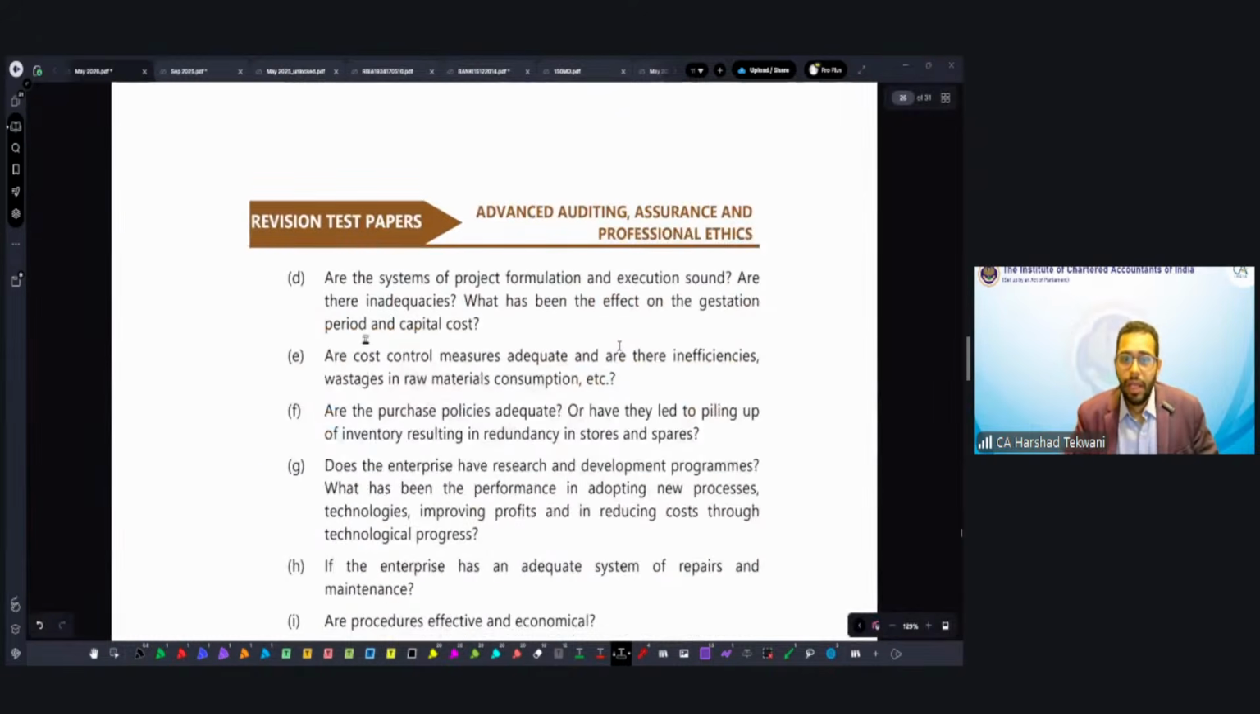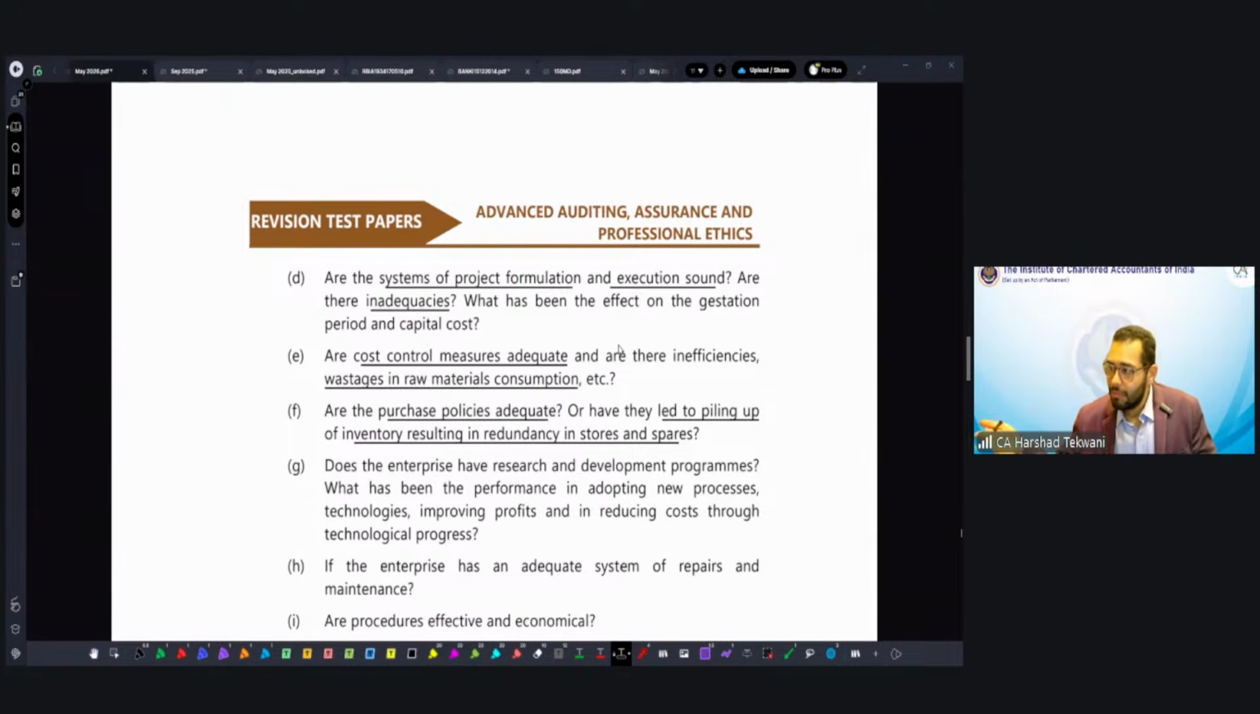Okay, then are the systems of project formulation and execution sound? That means, is there a sound practice? Okay, is there any adequacy? Because we are talking about weak internal controls. Are cost measures adequate? Because we are talking about cost overruns. Okay, and we are talking about excess usage of the raw materials. So, is there any wastage in the raw material? Is the purchase policy adequate, or is it leading to pile up of the inventory, resulting in redundancy in the stores and spares? Why? Because you purchase more.